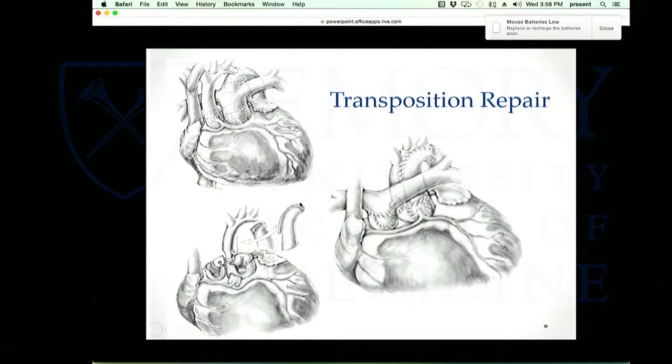This is just showing a picture of transposition of the great arteries, an arterial switch, but also with reconstruction of the aortic arch here.